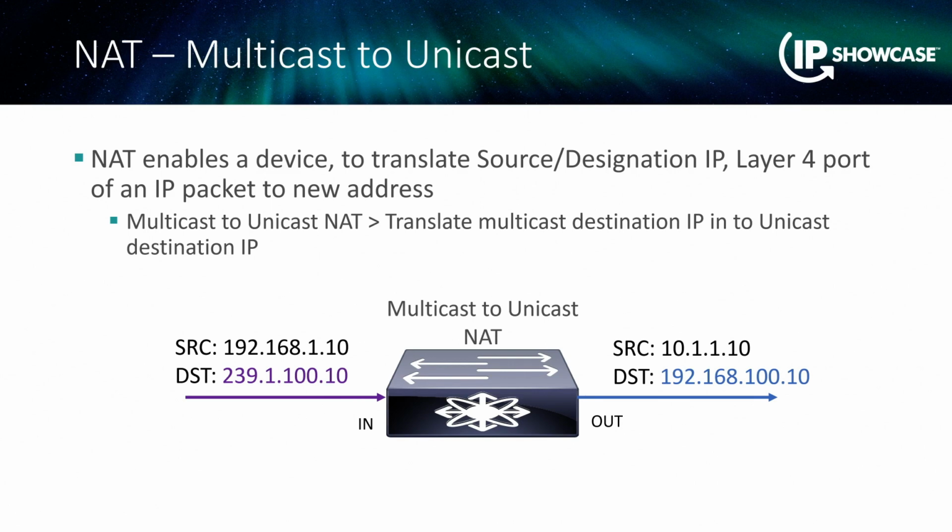So you see that I have a stream which is 239.1.1.10, but I'm translating it into 192.168.1.10. So this packet will be able to go over public internet and end up in any destination which would accept that kind of traffic and that kind of network.